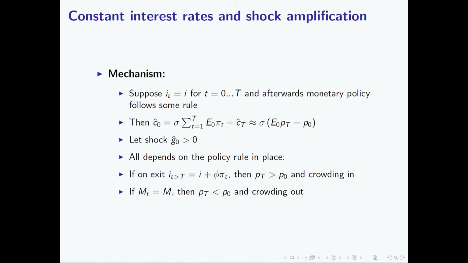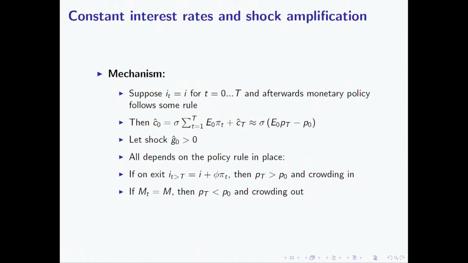And now suppose that there is a shock to government spending. It can be another demand shock, but just for example, think of a shock to government spending. What we will show is that it all depends on the monetary policy rule in place. So if monetary policy is such that on exit the nominal interest rate follows a Taylor rule of this type, we know that this rule stabilizes inflation but not the price level, and it allows for a drift in the price level, and therefore P_T will be greater than P_0, and there will be crowding in. Consumption today will increase, and given that there is an increase in government expenditure, output will increase by more than the increase in government spending. And so the government spending multiplier will be larger than 1.